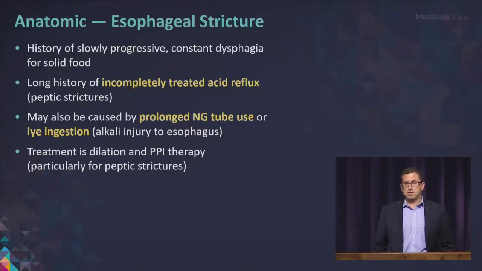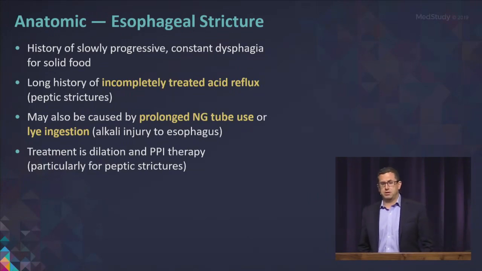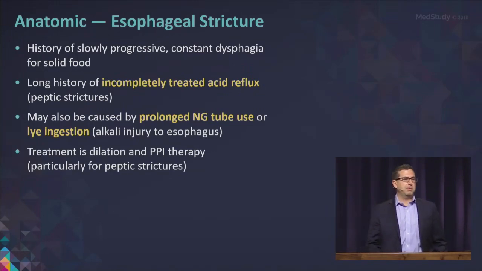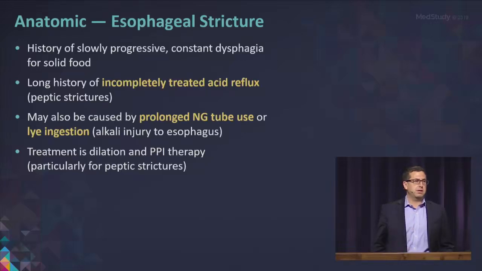In some cases, patients may have prolonged NG tube use, like if they're in the hospital for a long period of time, or even lye ingestion, which could lead to alkali injury to the esophagus and can cause a stricture. Fortunately, these are more rare these days because of PPI therapy, which could prevent these acid or peptic strictures. But if they are present, generally we use long-term PPI, and we could dilate the stricture with serial balloon dilations during endoscopy.